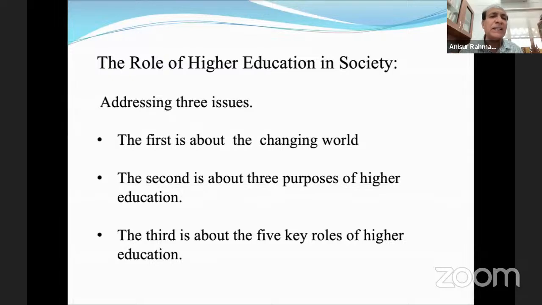So the first issue that we are going to address is the changing scenario, changing world, changing society. And I'm giving one example: we have had the national education policy, the first national education policy, which was enacted before 68, and in 1968 it was implemented.